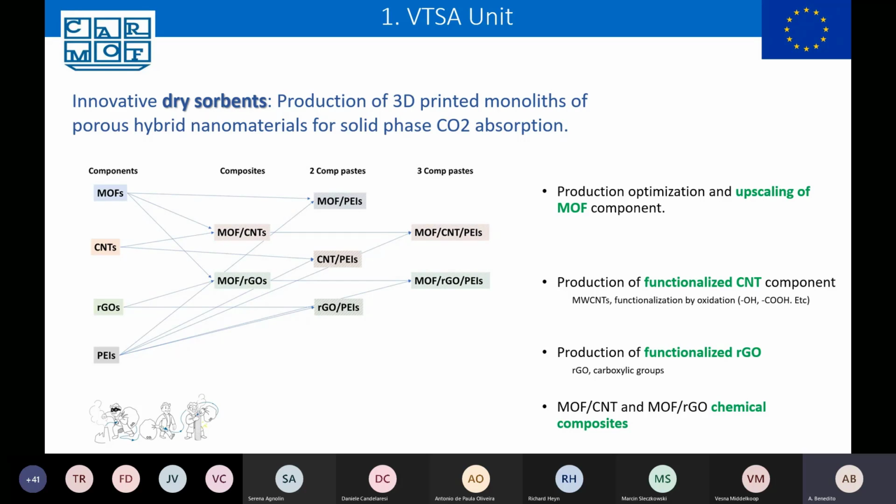These pasties have been designed based on these 1, 2, or 3 components, and at this moment, the truly functional ones from the point of view of CO2 absorption have been the 2 and 3 component pasties.